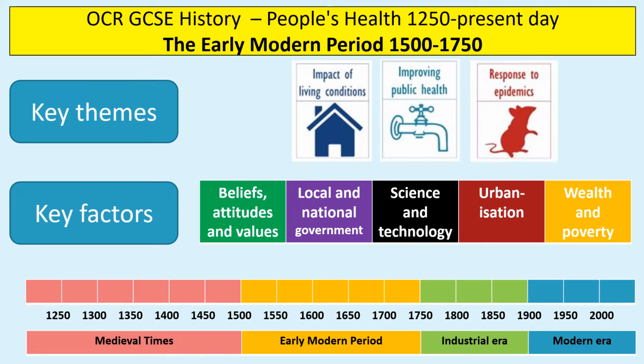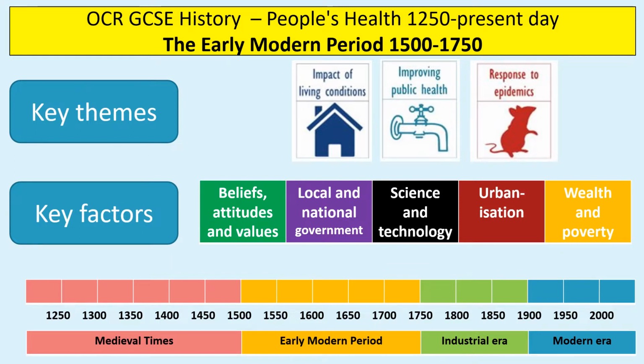Hello there, welcome to this revision video about the early modern period on the topic of people's health. So just a reminder that every time period that we're looking at, the key themes are the impact of living conditions, response to epidemics and improving public health. And the key factors that drive change during these time periods for people's health are beliefs, attitudes and values, local and national government, science and technology, urbanisation and wealth and poverty.